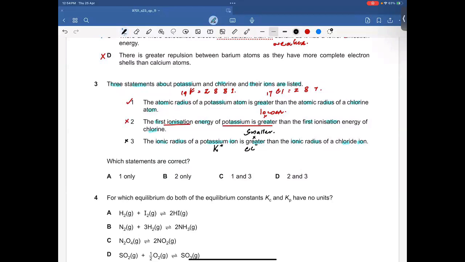All right, so it seems like A is going to be the right answer because it's asking which statement is correct.